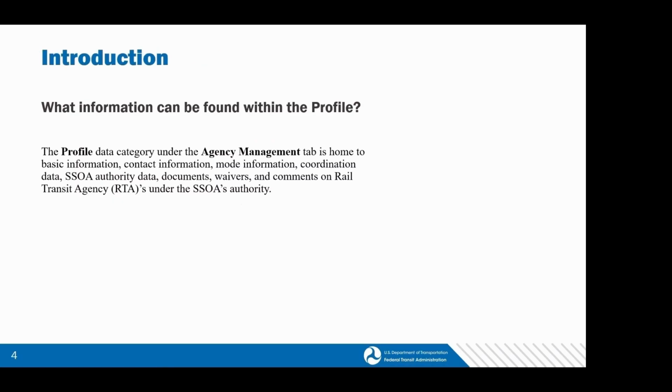Okay, let's get started. What information can be found within the profile? The Profile Data category under the Agency Management tab is home to basic information, contact information, mode information, coordination data, SSOA authority data, documents, waivers, and comments on Rail Transit Agency, or RTAs, under the SSOA's authority.